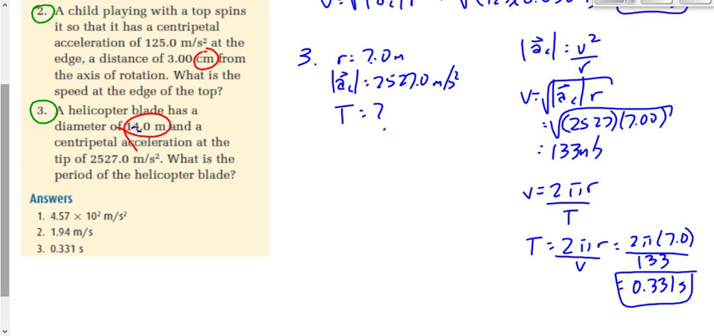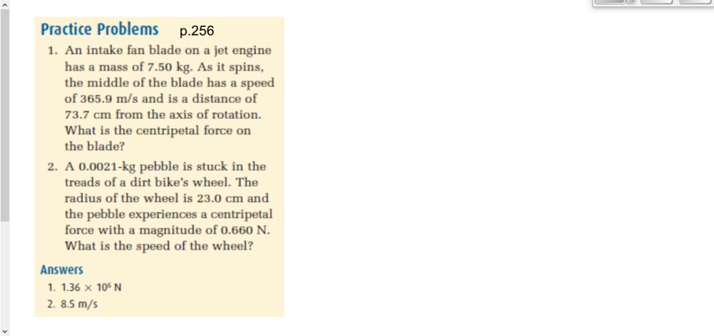Good. You had a second page of homework to do as well. That was on page 256. Any issues with that one? All right, let's take a look at both here. Number one says the intake fan blade on a jet engine has a mass of 7.5 kilograms. As it spins, the middle of the blade has a speed of 365.9 meters per second, which is slightly faster than the speed of sound. Distance is 73.7 centimeters from the axis of rotation. I'm going to circle the centimeters. What are they giving me there? 73.7 centimeters from the axis of rotation.